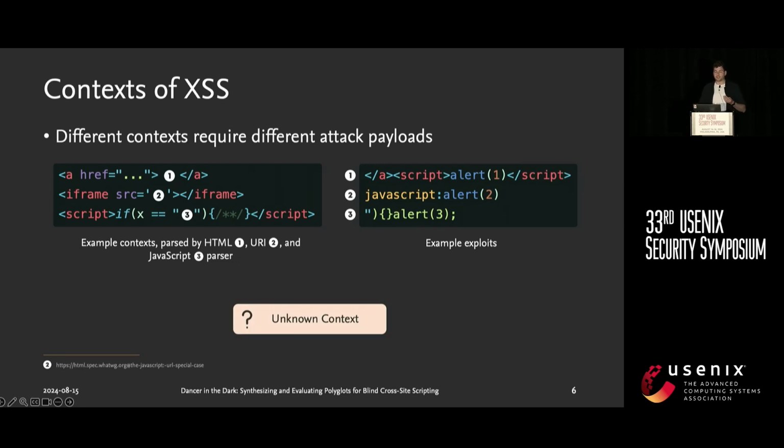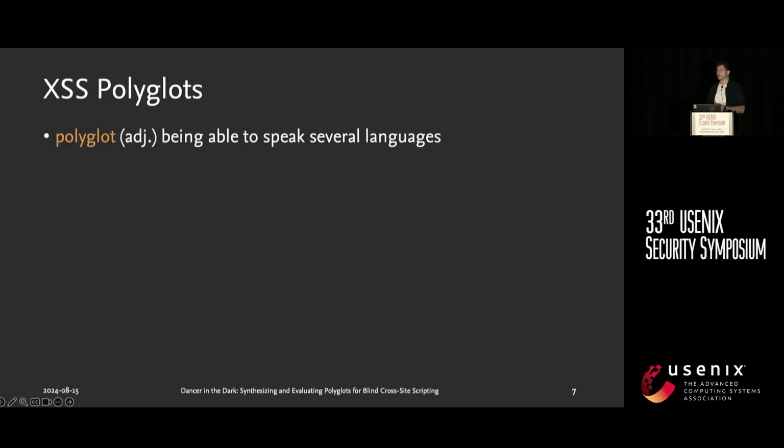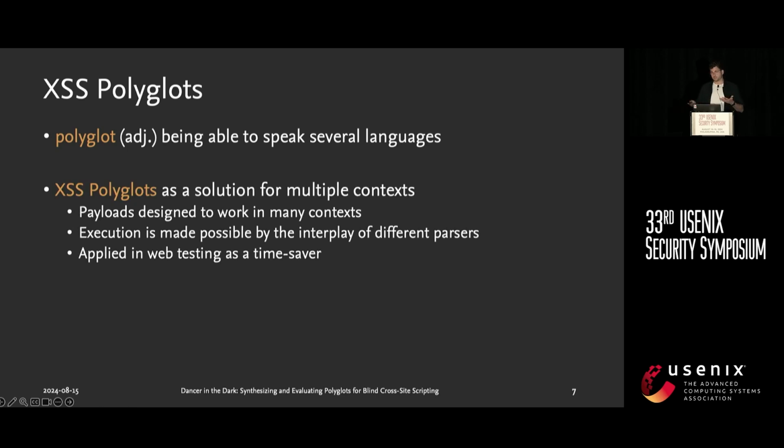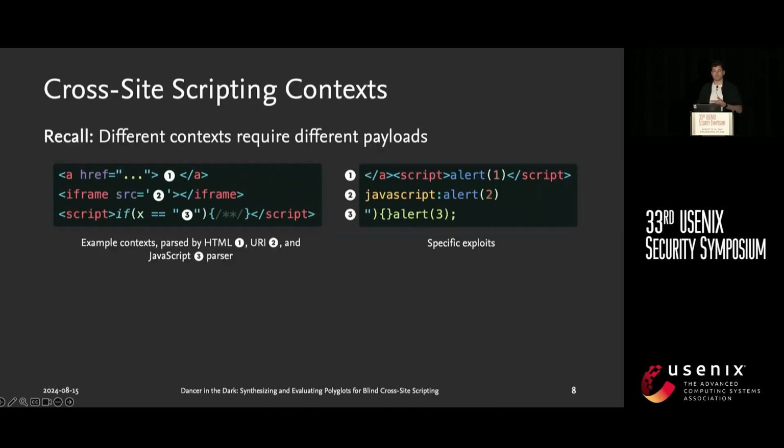So our idea is to find a solution that works in all contexts, which brings us in the direction of cross-site scripting polyglots. And polyglot means that you are able to speak several languages, which translates to our cross-site scripting polyglots, as they are designed to work in many contexts, which is made possible by the interplay of different parsers which are involved in serving web applications to us. So cross-site scripting polyglots are already applied in the industry, for example by Google, as a time saver for web testing. How do they help us?